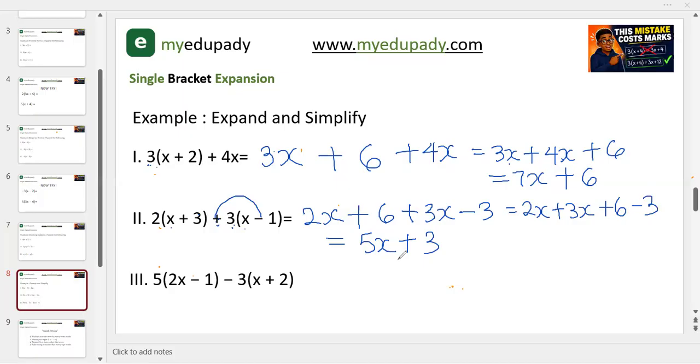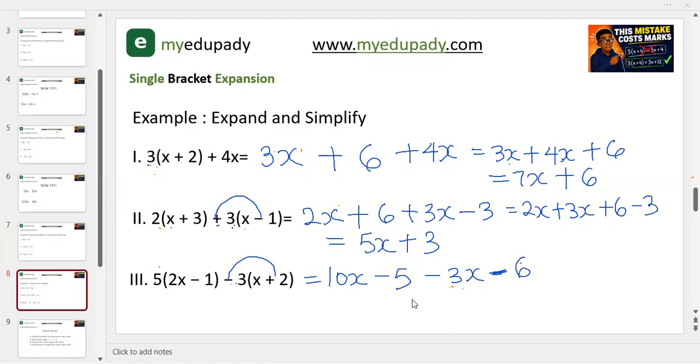Right. So let's take a look at the last example. So we are using the same idea. What is 5 times 2x? That gives us 10x. Then what is 5 times minus 1? That gives us minus 5. Then you come here, minus 3 times x gives me minus 3x. And now you have to be very careful, like I mentioned. Minus times plus now gives us what? A minus. And 3 times 2, that gives a 6.